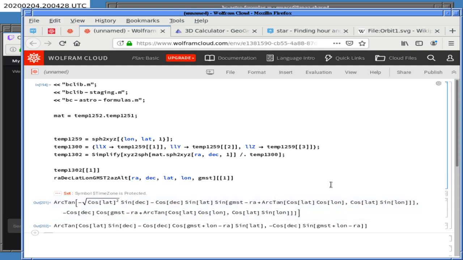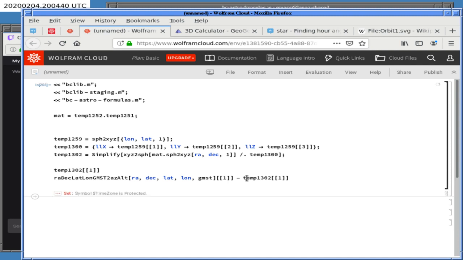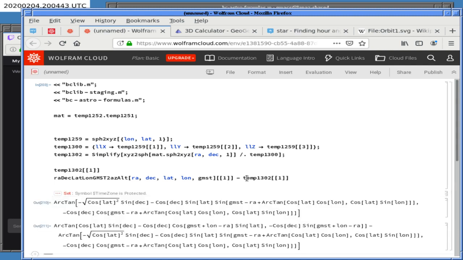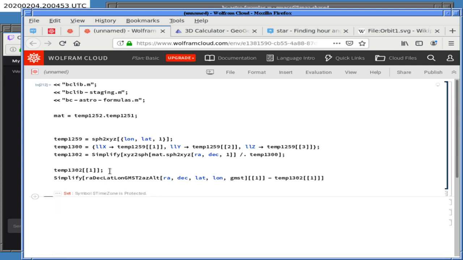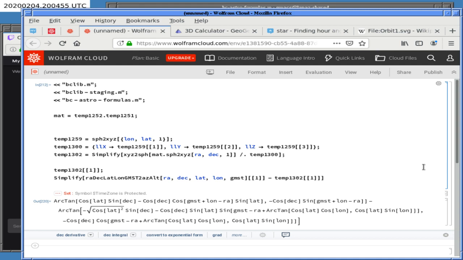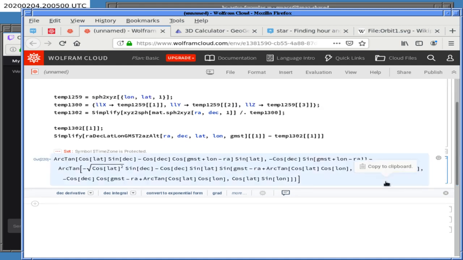Okay, so now, the moment of truth. What's the difference between them? It's probably not going to simplify to 0. But let's go ahead and simplify it anyway. Let's see what it does simplify to. It is 0. It better be 0. That's not 0. Okay, now we can add some conditions that we can simplify with.